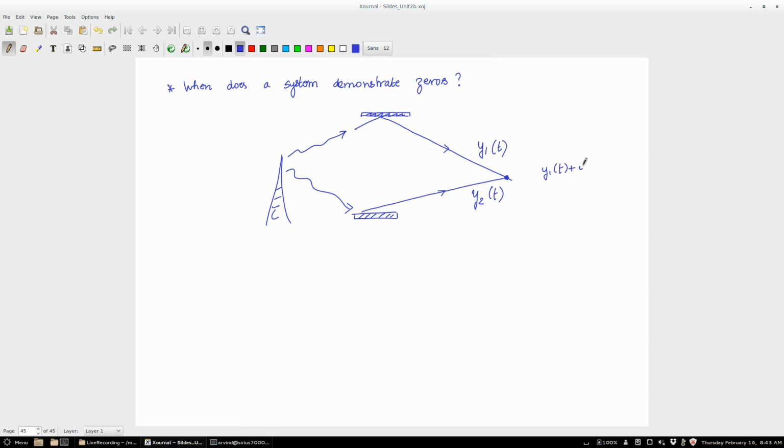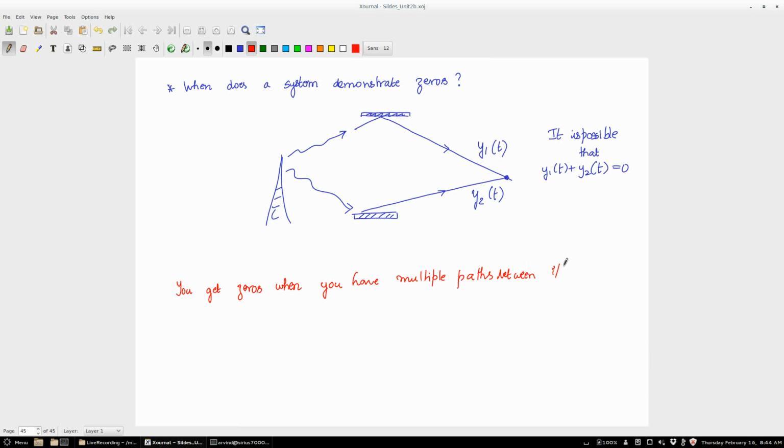Something like that, correct? So the sum, say I call this y1 of t and this y2 of t. If these phases happen to be equally matched, then you have a situation where at this particular point y1 of t plus y2 of t is 0. Okay, happenstance. But what is the take home from this? When do you get zeros?